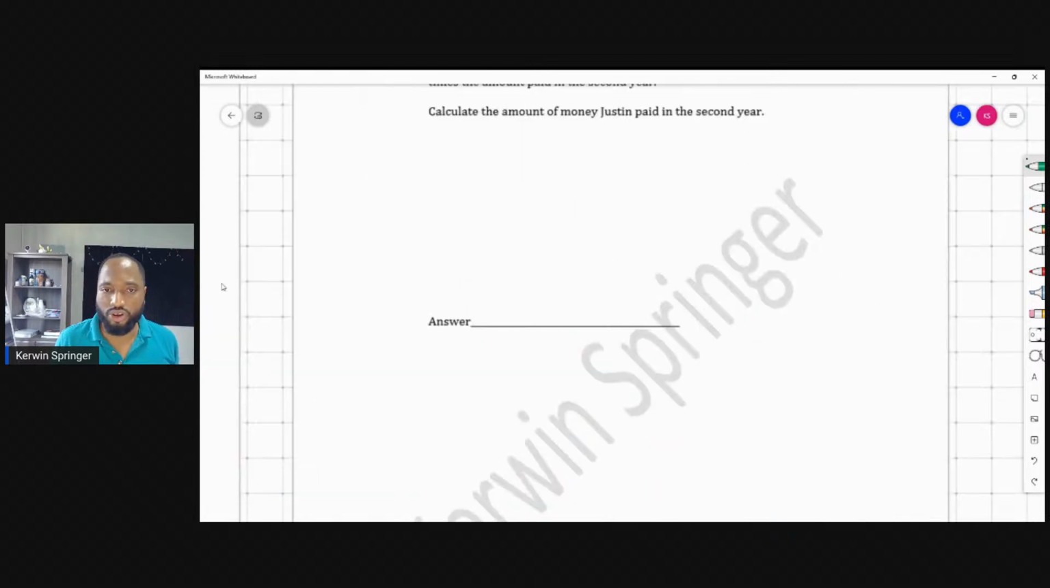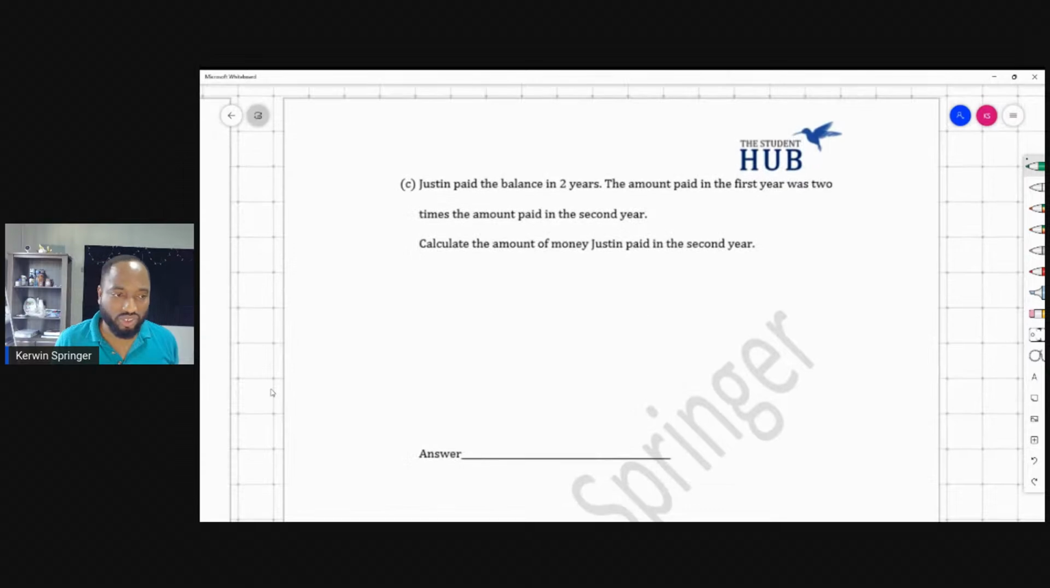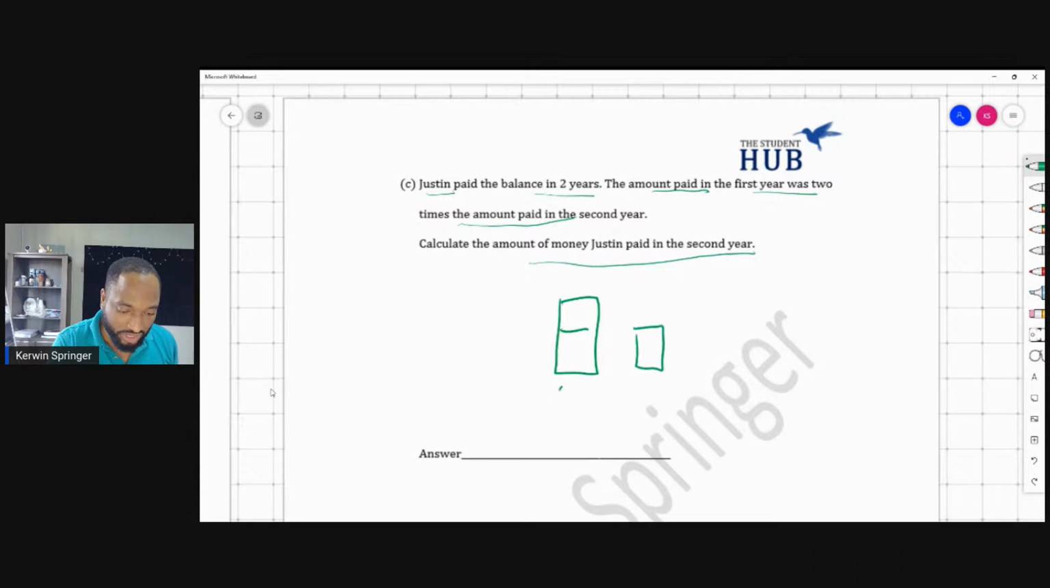We're going on because, as I said, this is an interest question. If you watch the framework, you would see certain things crossed out. Justin paid the balance in 2 years. The amount paid in the first year was 2 times the amount paid in the second year. Calculate the amount of money Justin paid in the second year. So he paid one part in the second year, and twice as many in the first year. So this is the first year. This is the second year.